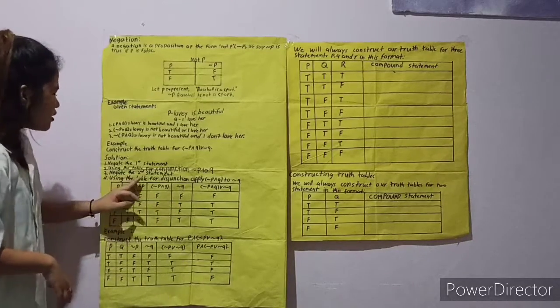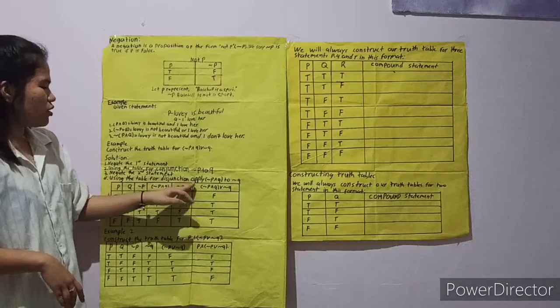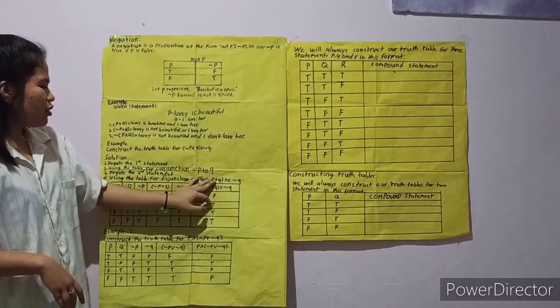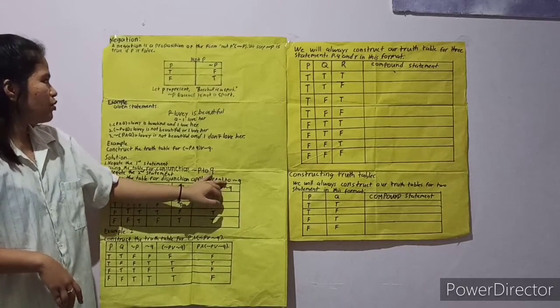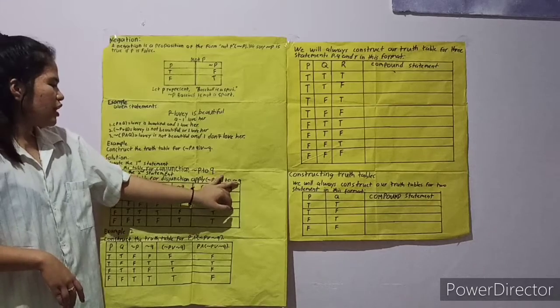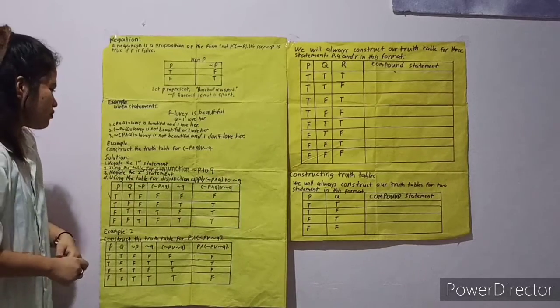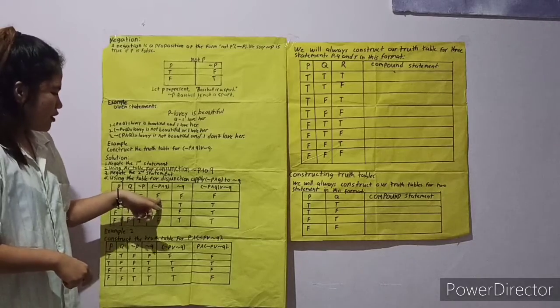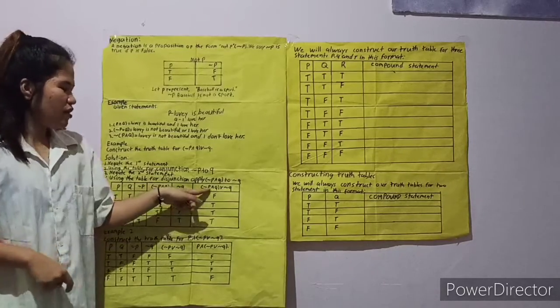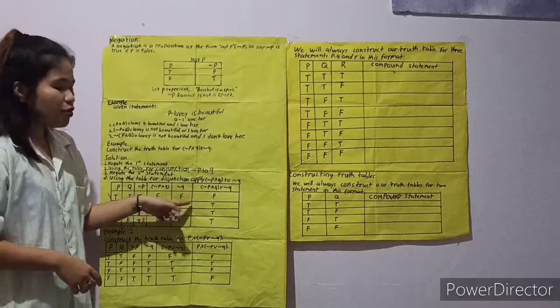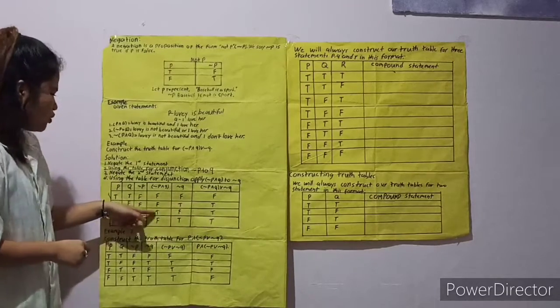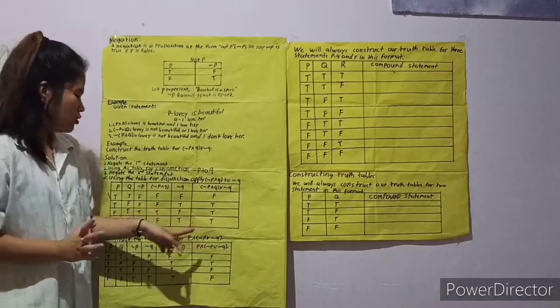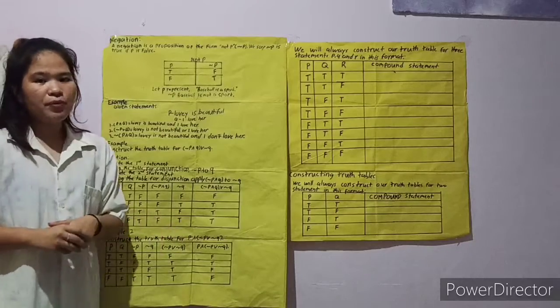Lastly, using the table for disjunction, apply negation of P and Q to negation of Q. False and false become false. False and true become true. True and false become true. False and true become true.